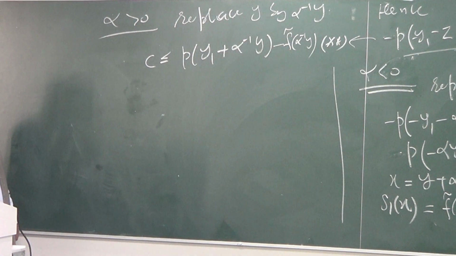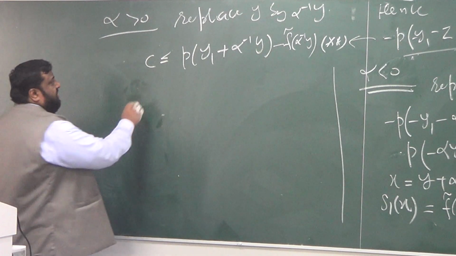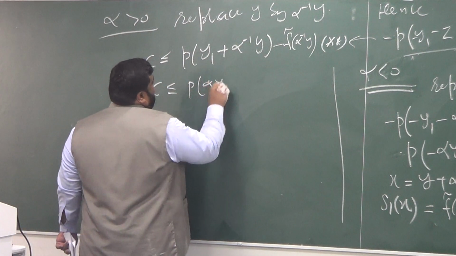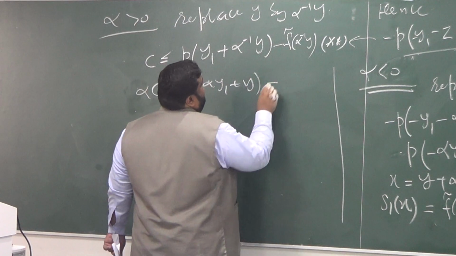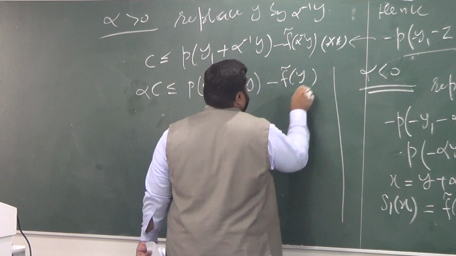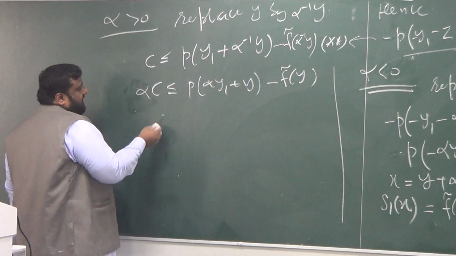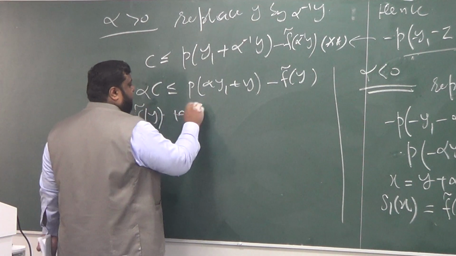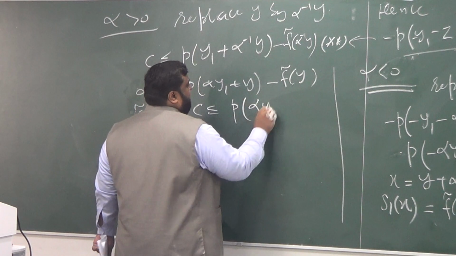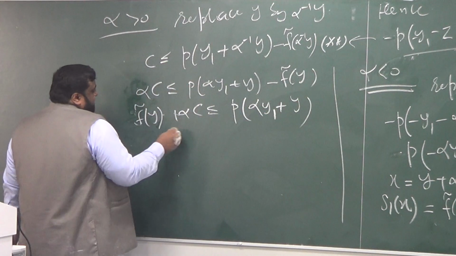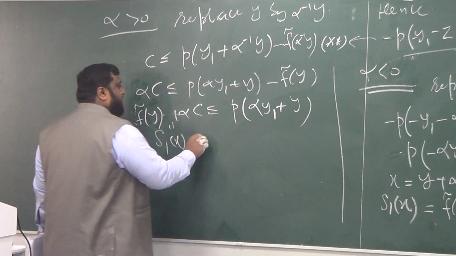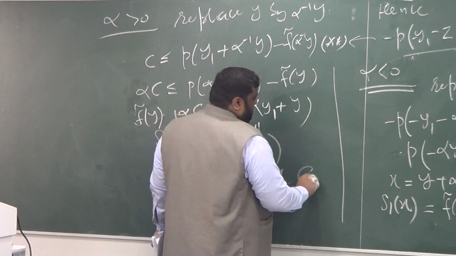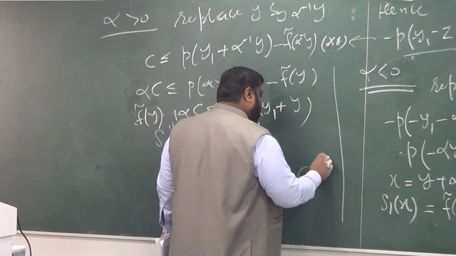And then let's simply multiply this by alpha. So if you multiply this by alpha, it's going to be alpha c is less than or equal to p of alpha y1 plus y, minus f tilde of y. So if I take this on the other side, plus alpha c, that would be g1 of x, less than or equal to p of alpha y1 plus y. So that's my g1 of x less than my p of x. This is true for all x in Y1.